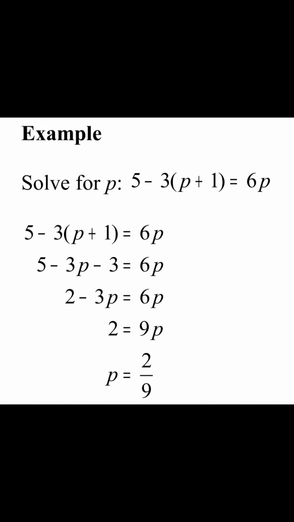So 2 minus 3p equals 6p. Now, as far as I can tell, we've just taken the 3p and the 6p and added the 3 and 6 together, and it becomes 9p.